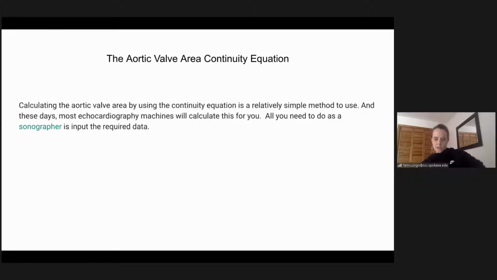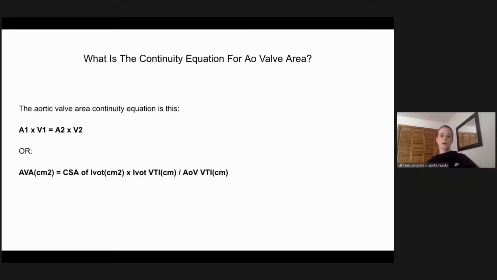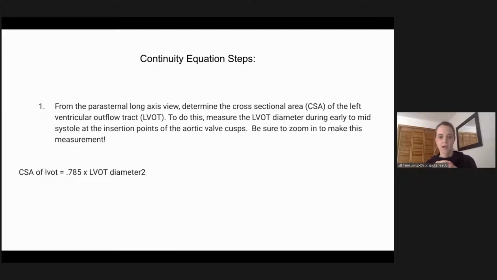So the continuity equation you guys have all been doing. We as sonographers just get all the information, and then our machines populate everything onto the report. So the unknown is always trying to find that aortic valve area. In order to find that, we do the cross-sectional area of your left ventricular outflow tract in the parasternal long axis. That's before the valve. It's actually supposed to be like 0.5 millimeters before the valve if there's not a sclerotic valve.